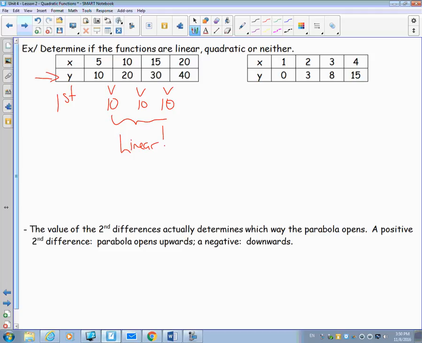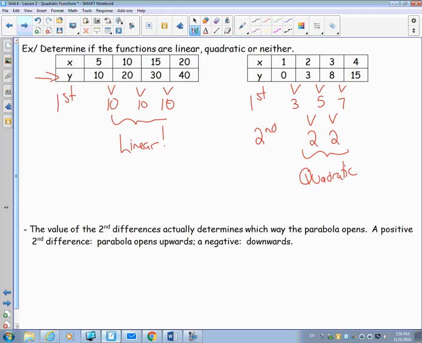If we try the second one, from 0 to 3, I went up 3, then I went up 5, and then I went up 7. Well, my first differences are not the same. So we do it again. We're going to call this the second difference. From 3 to 5, you have to go up 2. From 5 to 7, up 2. My second differences are a constant. That makes it a quadratic. If those weren't the same, you just stop there. You say, oh, they're not the same. It's something weird. Don't know what it is right now.